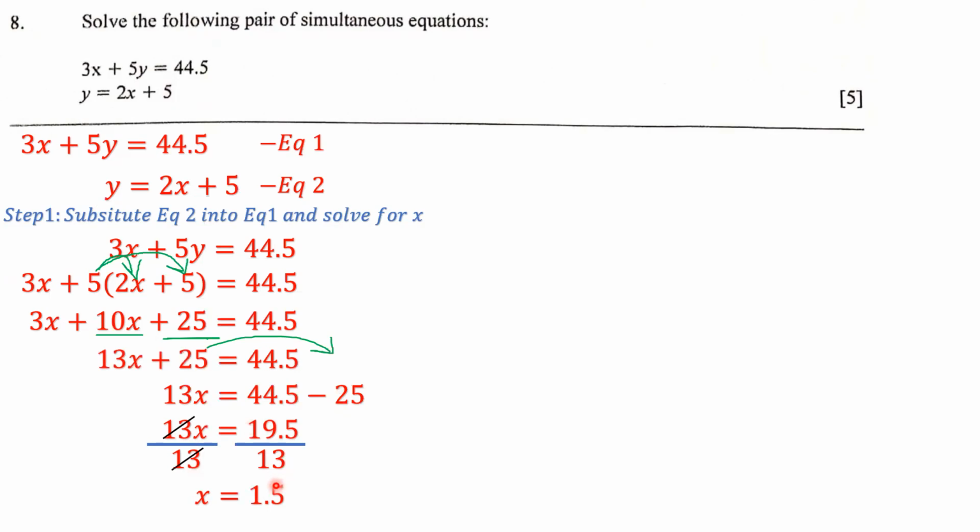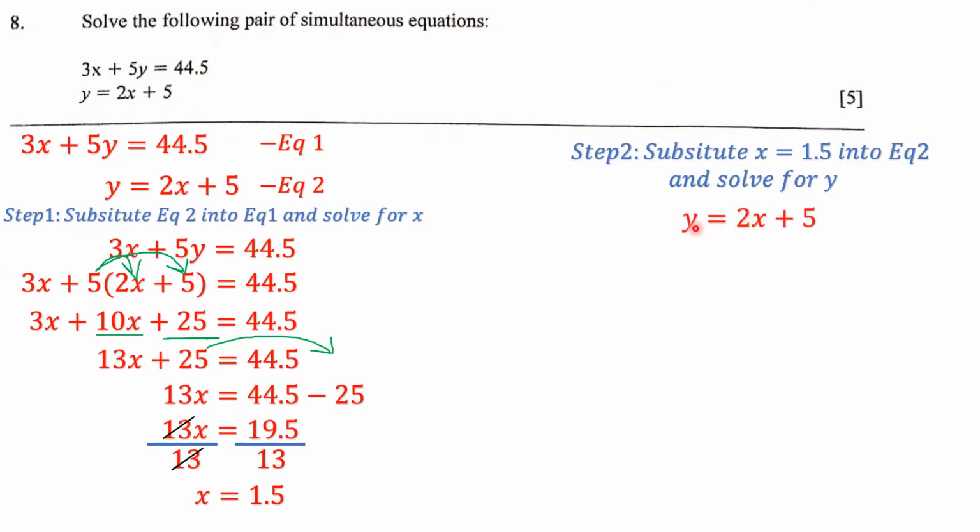Now we're going to use that variable and solve for y. So step 2 is take x equals 1.5 and substitute it into equation 2 to solve for y. What is equation 2? Well, equation 2 is y is equal to 2x plus 5. We're going to take x, which is equal to 1.5, and put it into equation 2 right there. So we have 2 times 1.5 plus 5.